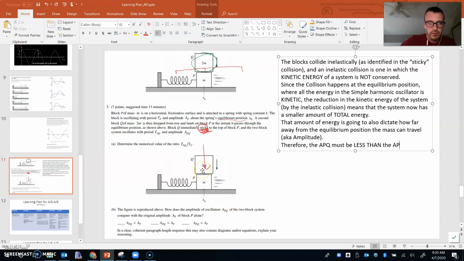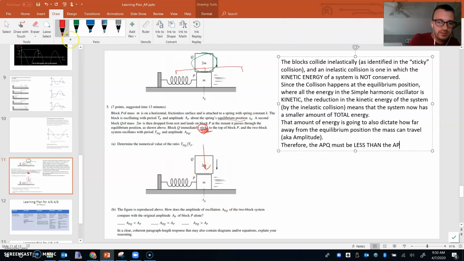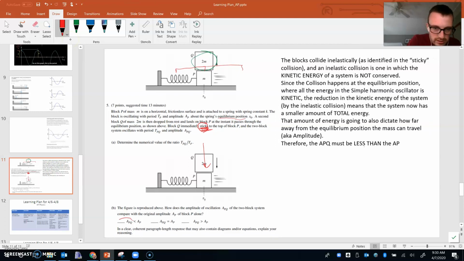Okay, and so for this one, you want to make sure you're checking the box too. Don't write an awesome paragraph and not put it over here, although they'd probably give it to you. APQ is less than AP. All right, so this is a paragraph length response. It's clear, it's coherent. It did say you can put diagrams or equations. You could add a few of those, but let's look at this holistic idea.